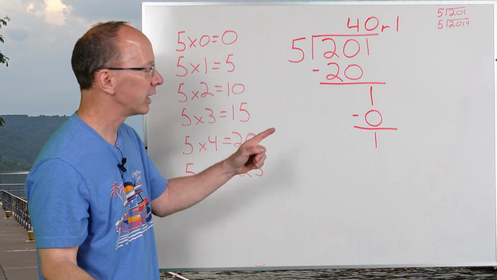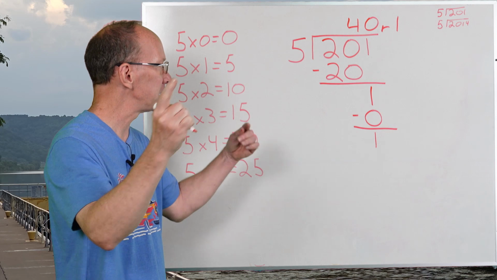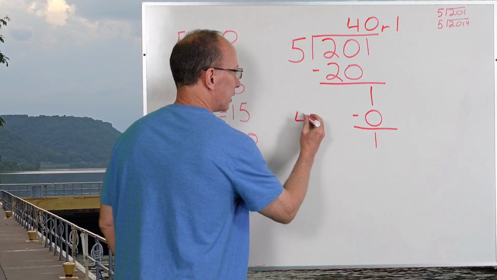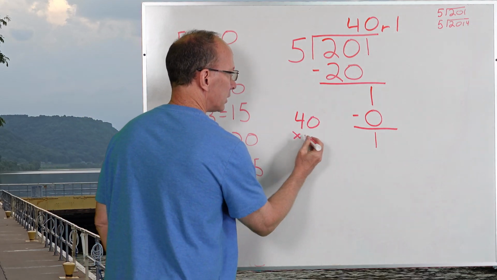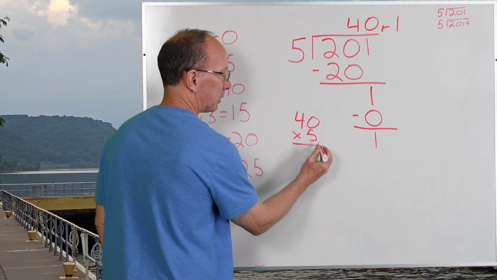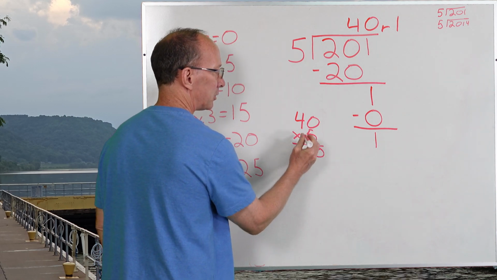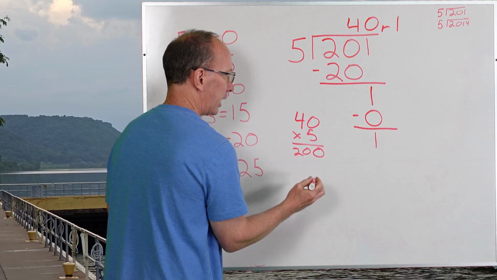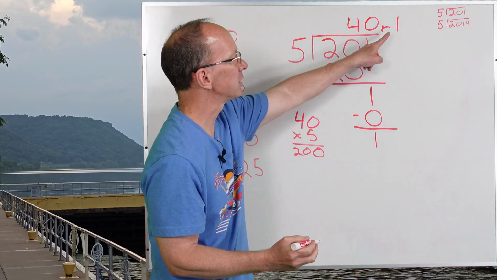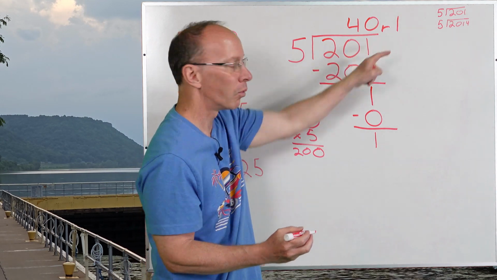All right, let's go ahead and check that. I always use multiplication to check my division. So here is 40 times 5. 5 times 0 is 0. 5 times 4 is 20. And so I have 200 plus my remainder of 1.